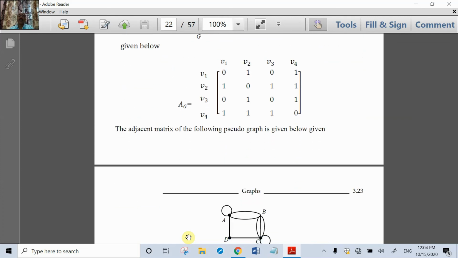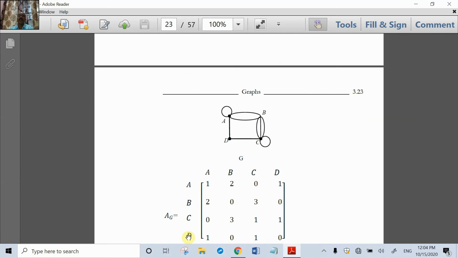A pseudograph means multiple edges. Here you write how many edges there are, count the edges and write.